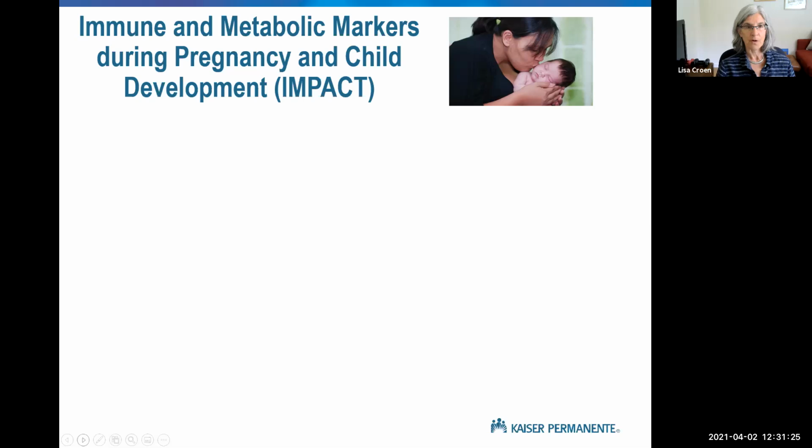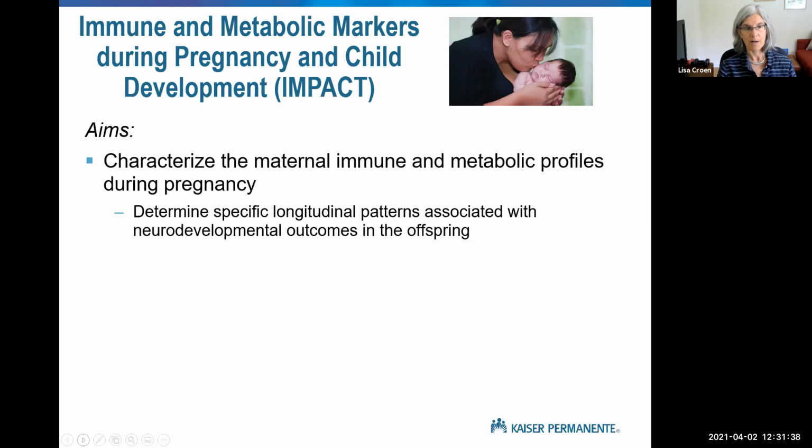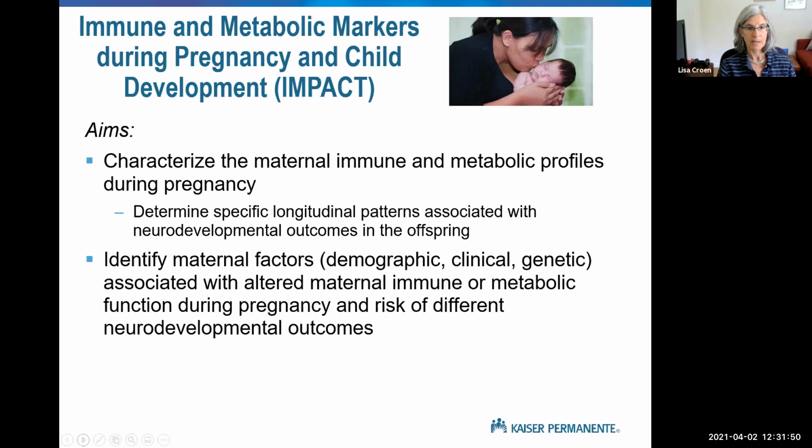So we wrote a grant and got funded by NIH to do what we're calling the IMPACT study, where we're looking at immune and metabolic markers during pregnancy and child development. So here we are. The aims are to characterize the maternal immune and metabolic profiles during pregnancy, and to determine longitudinal patterns associated with neurodevelopmental outcomes in the offspring, and to identify maternal factors, demographic, clinical, and genetic, associated with altered maternal immune or metabolic function.